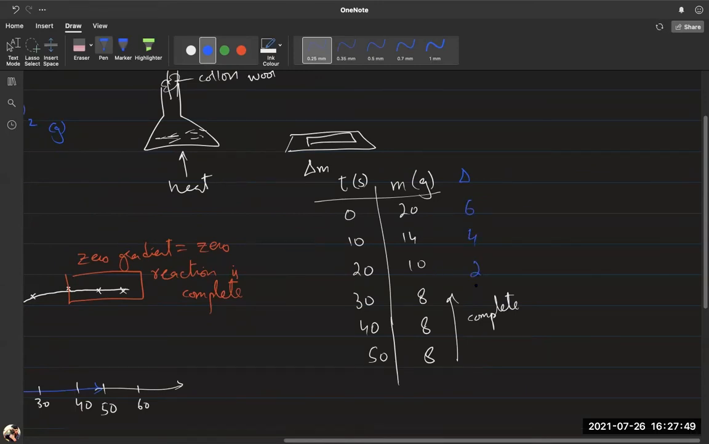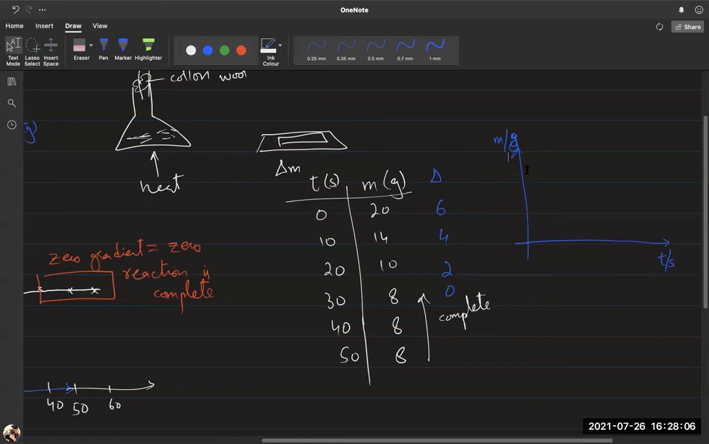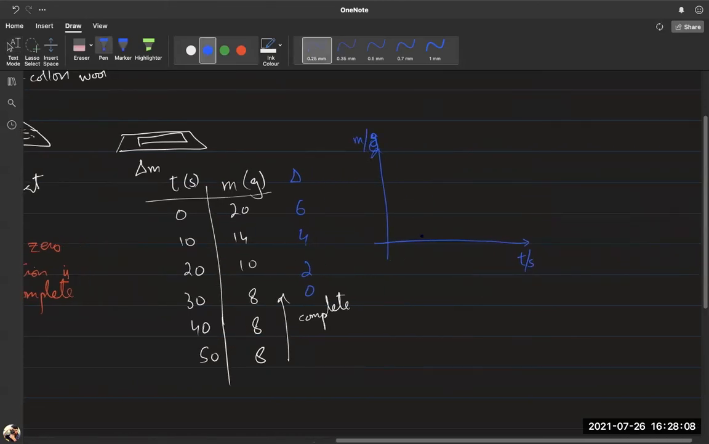Then it went down by 2 and then 0. That means the rate is decreasing. If I were to draw the graph here, I will do the same thing: time on one axis, mass on the other axis. I can write mass in grams like this with a slash, or I can simply put this in parentheses. Then I can mark 0, 10, 20, 30, 40, 50.